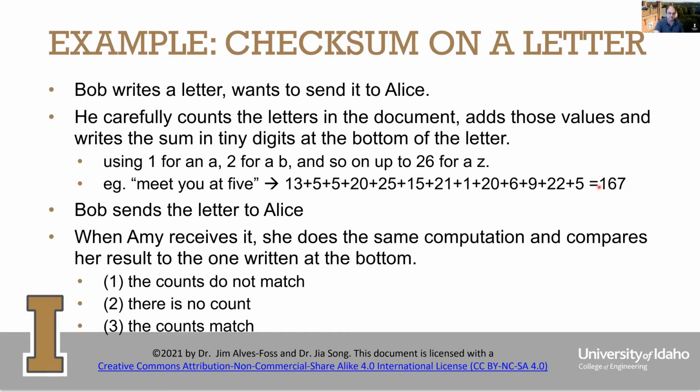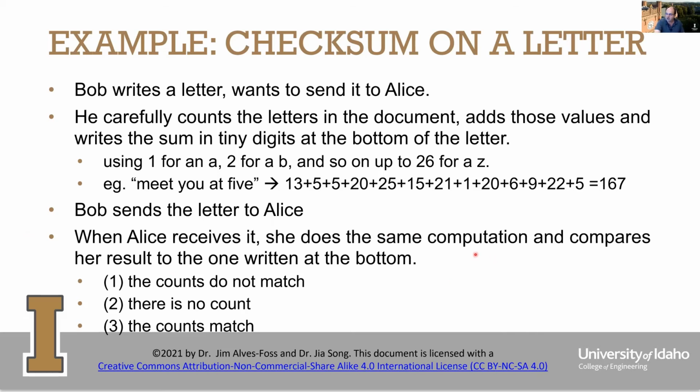Sending the letter to Alice. When, oops, Amy received it, should have been Alice, she does some computation and compares her result to the one written at the end of the message. There are 3 options here: the counts don't match, there is no count, or the counts match. If the counts do not match, Alice says something went wrong with the message, resend it. If there's no count, Alice could say, wait, I expected a count. There's something wrong. Resend it. If they match, Alice says, hey, that's the message. I'll meet Bob at 5.